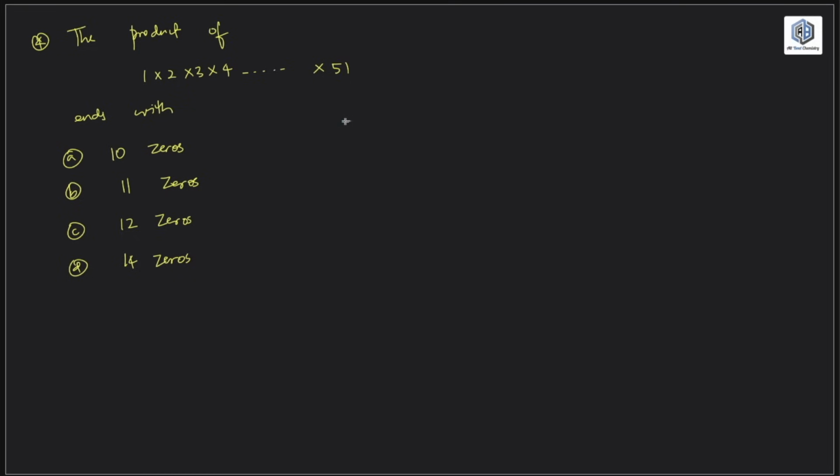So multiples of 5 will be 5, 10, 15, 20, 25, 30, 35, 40, 45 and 50. These are the numbers, and because you have even numbers, all of these are going to give you some value which will end with 0. Now these are 10 multiples, right? 1, 2, 3, 4, 5, 6, 7, 8, 9, 10. So these are 10 multiples of 5.